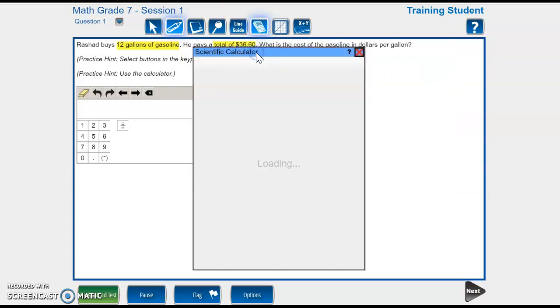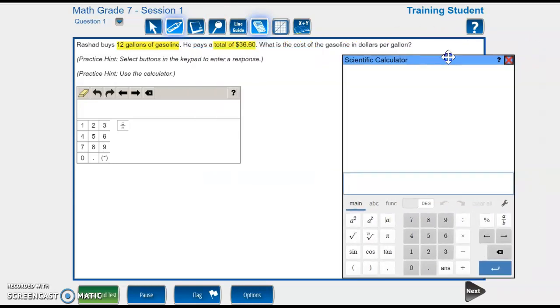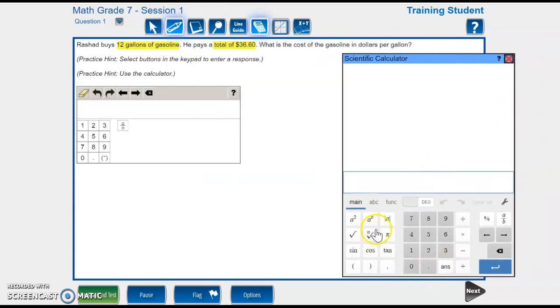Then if you click that scientific one, we're given more functions. And so here you have your exponents, you have your roots, you have absolute value, again you have your fractions, and then your basic operations.